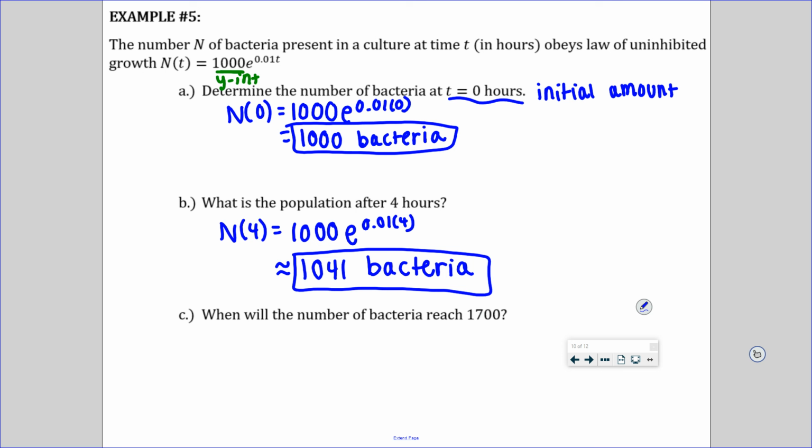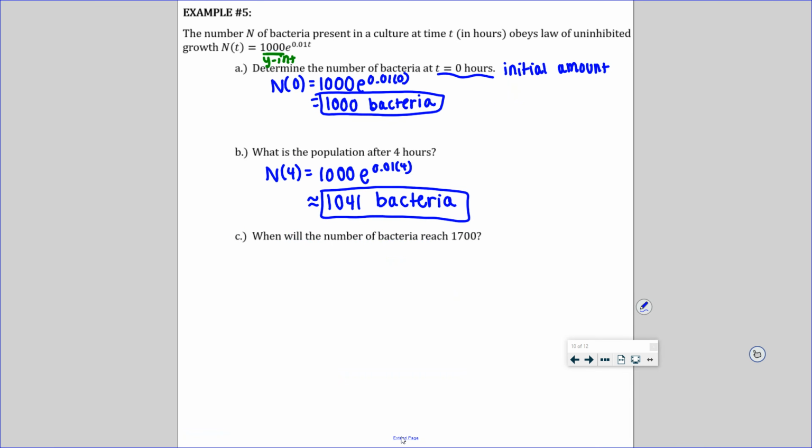You probably could have figured that out before this lesson, even though you didn't know what e was. Here's what's new for us. They want to know when the number of bacteria will reach 1,700. So we need to figure out when my number of bacteria equals 1,700. Obviously it says when, so we're solving for time.